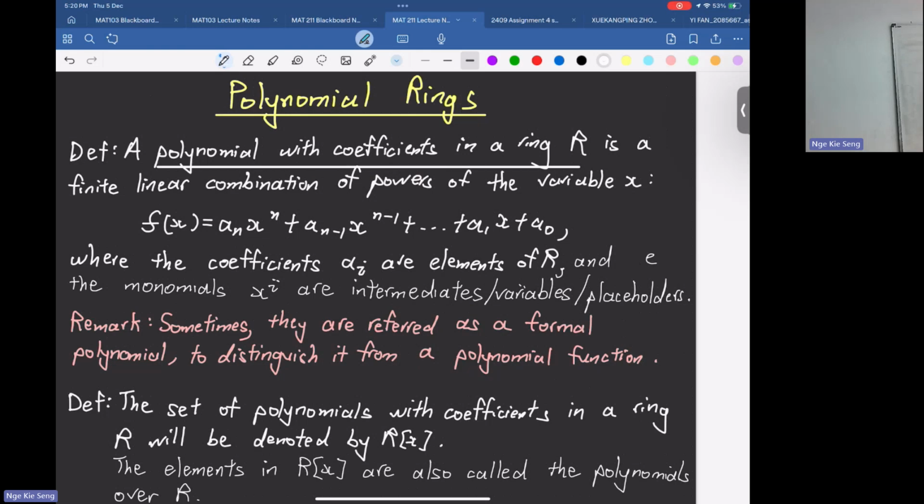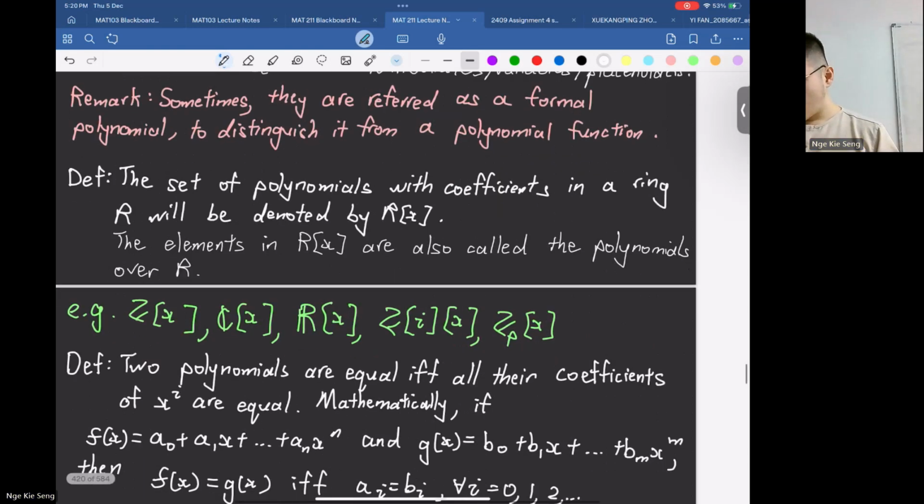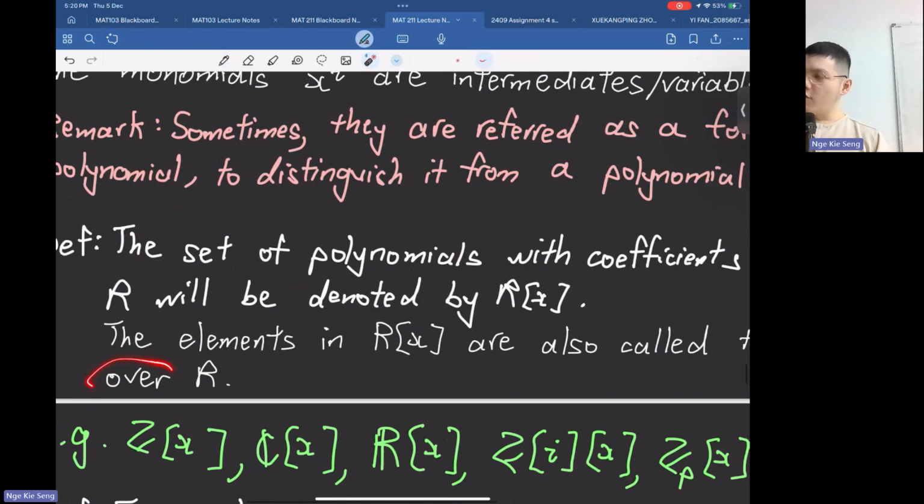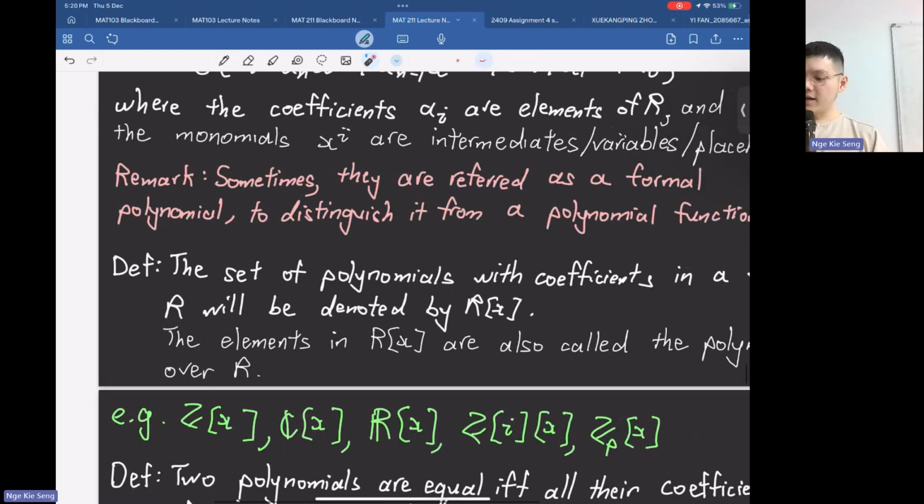Okay, if you collect all of them, this is what we call R adjoin X. So you must remember this notation, because you keep using it throughout the course, until the end. Rx, R adjoin X here. The set of these things we call Rx, or we call polynomials over R. Okay, please familiarize yourself with this adjective "over" here.